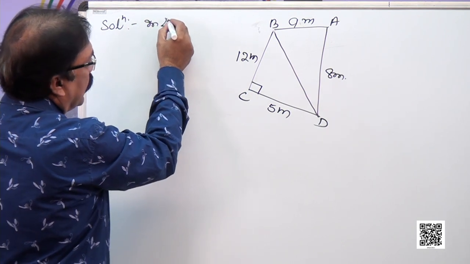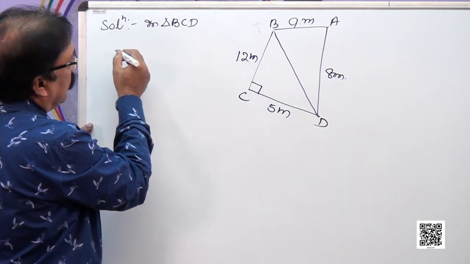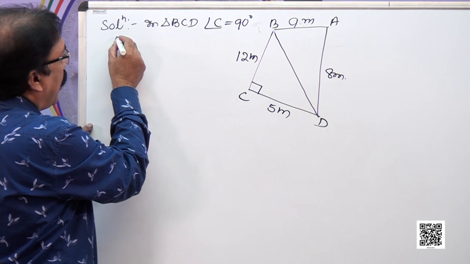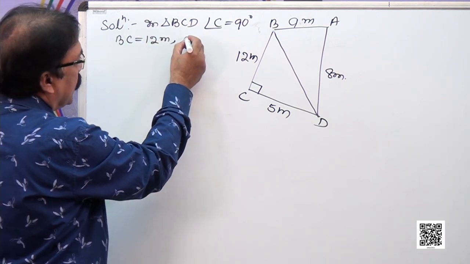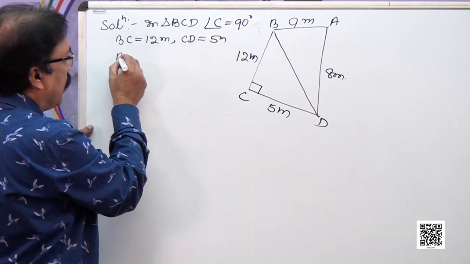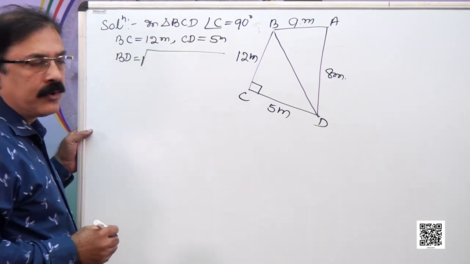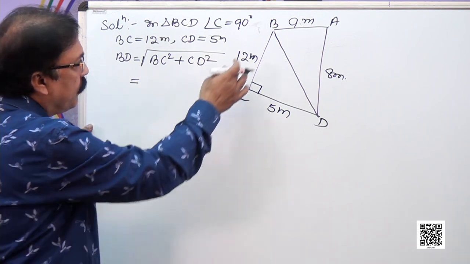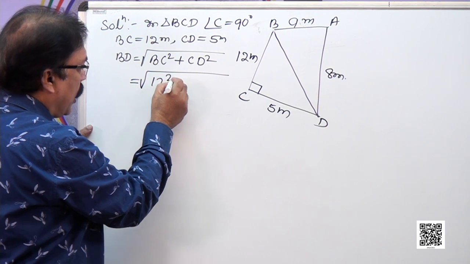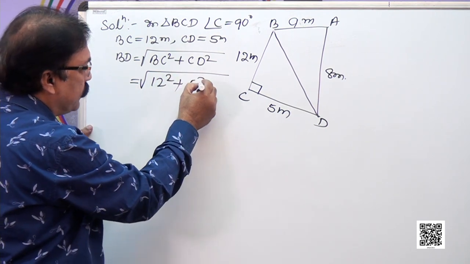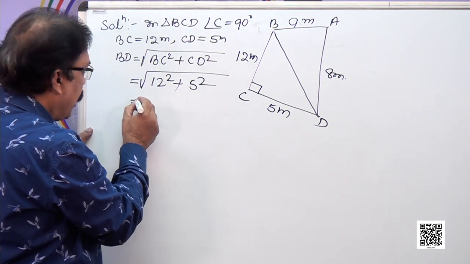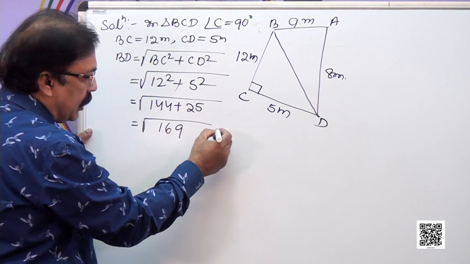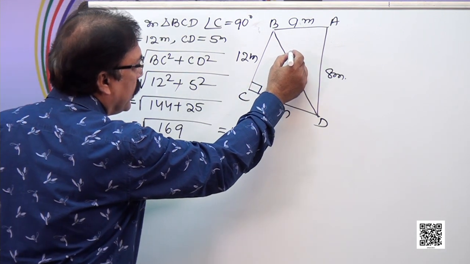In triangle BCD, angle C is equal to 90 degrees and BC is 12 meter, CD is 5 meter, and we know that BD is equal to square root of BC square plus CD square. Now, BC is 12, so you can write 12 square plus, in place of CD we can write 5 square. So, here we have square root of 12 square plus 5 square. This gives 144 plus 25, that is square root of 169, that is 13 meter. So, BD is now 13 meter.